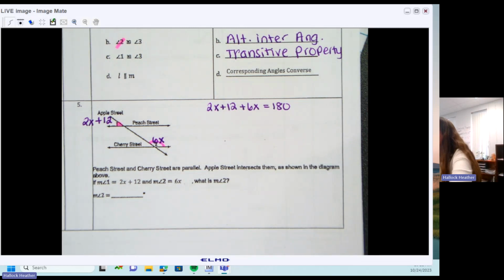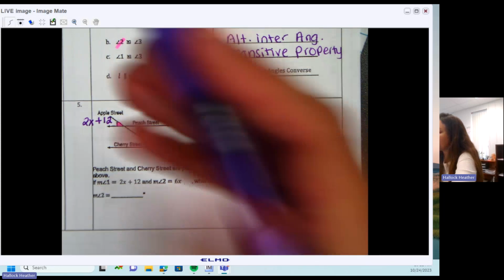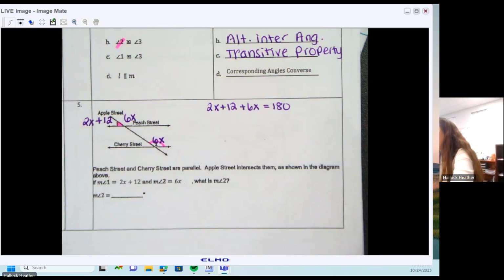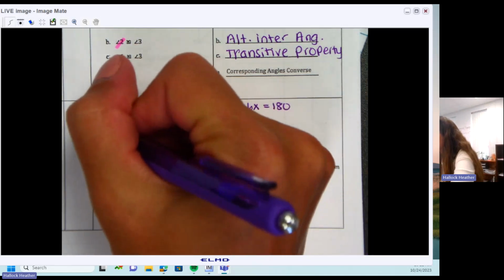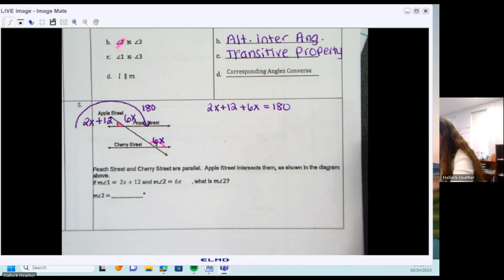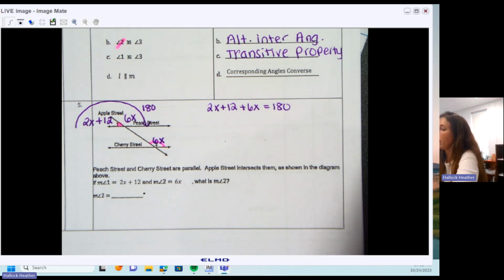Because realistically, if I wanted to, I could slide 6x right here because of corresponding angles. That's making them a linear pair. They add in total to make 180 degrees. So since they're different angles, parallel lines cut by transversal, they're different. I'm going to add them to make 180.